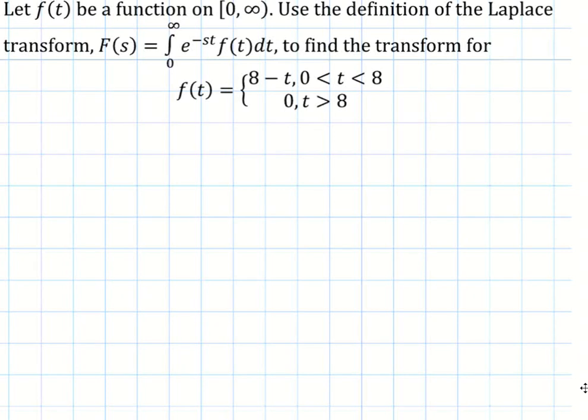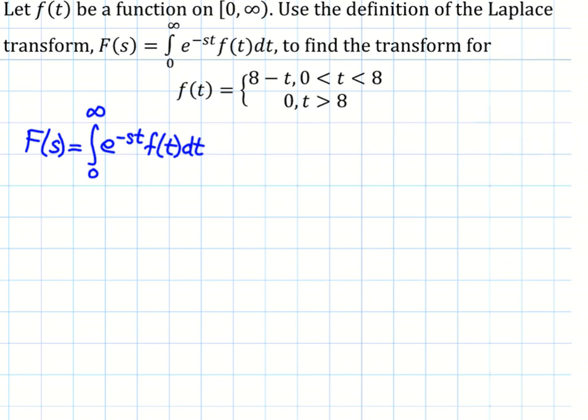We will use the definition of the Laplace transform to find the transformation of the function f of t given as a piecewise function. So we are given the definition, so that's where we start. We'll copy that formula. So from a function of t will turn into a function of s.